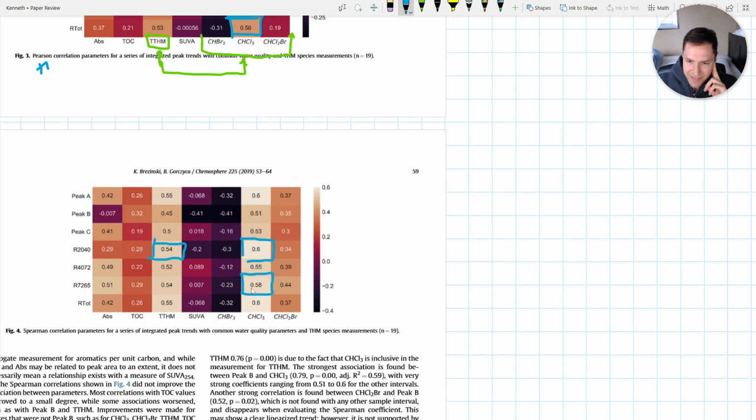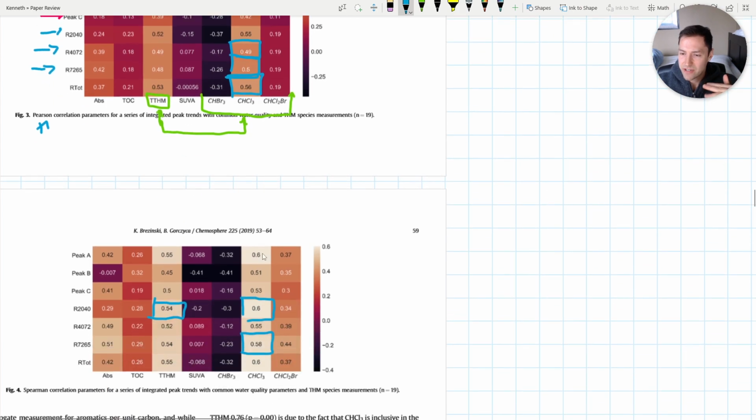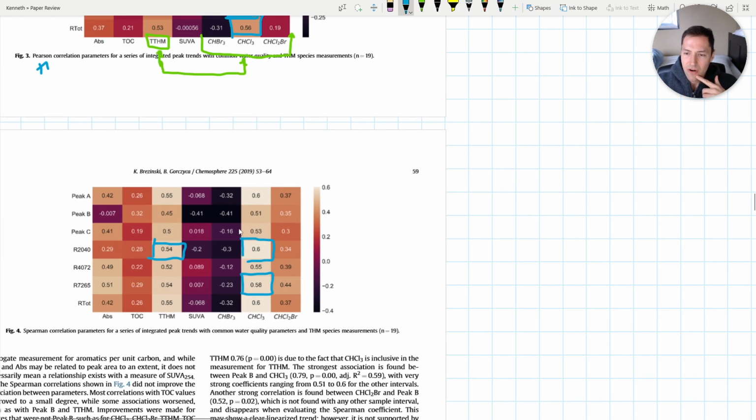0.58, right? But generally speaking, we're still seeing similar trends where we are seeing decreases or increases. Well, they're always decreases because we're actually removing compounds. Decreases in chloroform, and we tend to see it. It tends to be more, I mean, it's a little harder to say here.